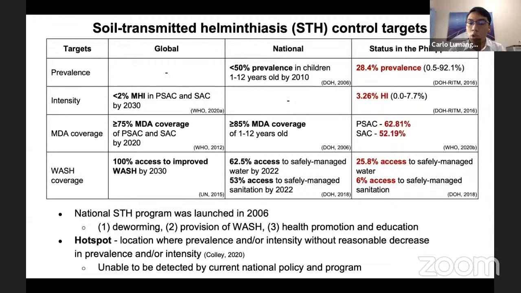If you look at the rightmost column of the table, you will observe that there is currently a moderate prevalence and heavy intensity of STH in the Philippines, with 12 provinces still above 50% prevalence. There has also been a recent challenge in meeting MDA coverage targets for both preschool-age children and school-age children. It must be noted that although deworming by MDA is the main morbidity control strategy for STH, it is only one of 5 strategies for the control and elimination of NTDs such as STH. Low access to safely managed water and sanitation facilities has also been noted in the Philippines. Next slide, please.